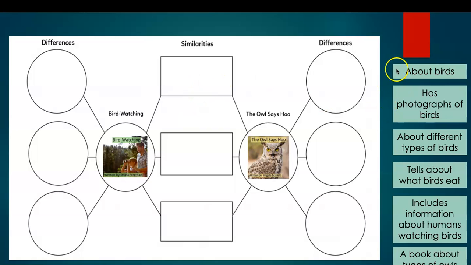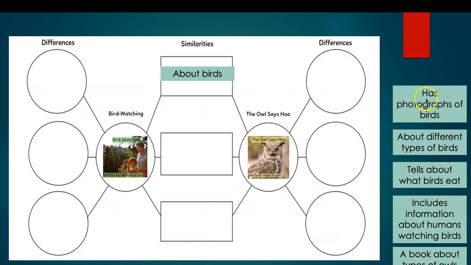Okay, so I'm going to read it to you. If it's something that's same, you tell me same, or you can say similar, and we'll move it here. And if it's something that's different about the two books, you tell me which book it is. Was it the bird watching book or the Owl Says Who book? Okay? What about this one? About birds. Is that something that's the same? Were they both about birds? Or is that something that was different? You're right. Same. They were both about birds. There's birds in this book and there's birds in this book.